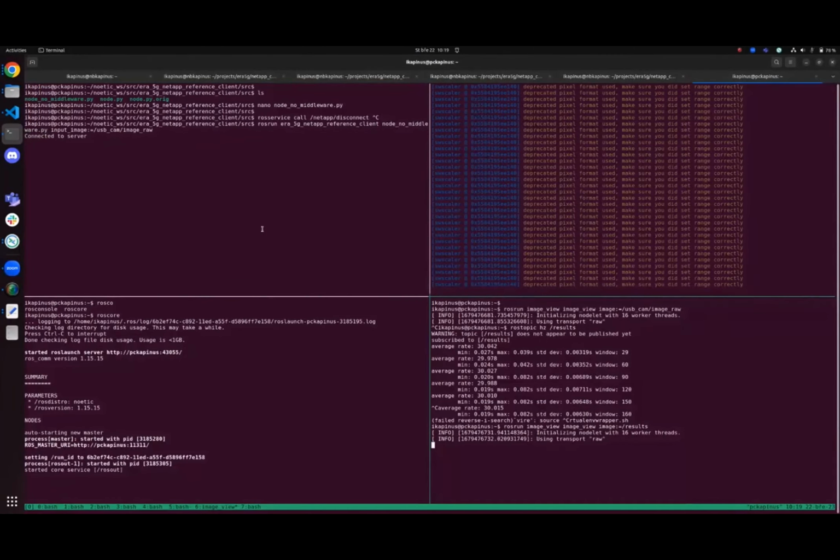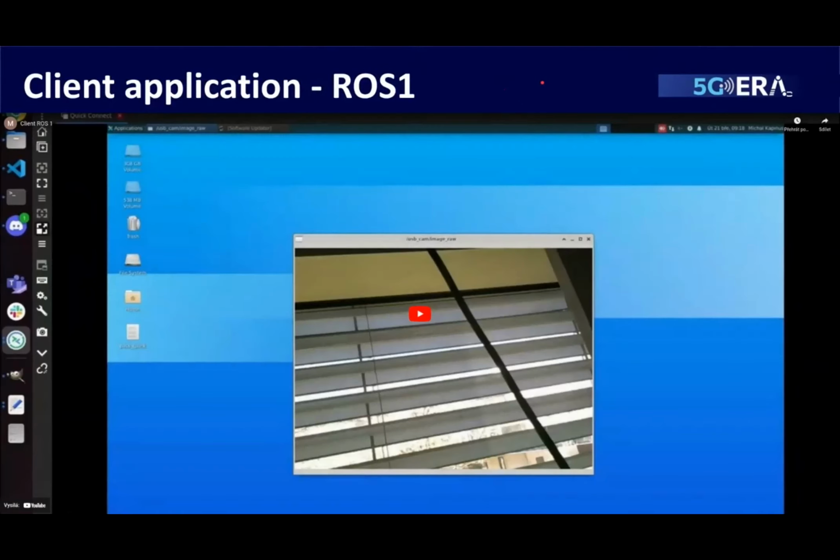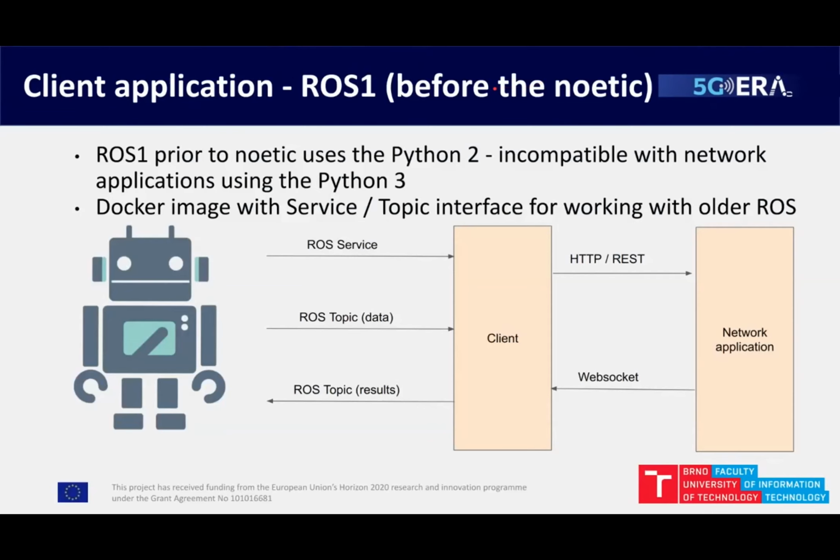So this is how you can use the Python client library from the ROS1. But the problem is that you can only use this Python library in ROS Noetic, because ROS Noetic is the only distribution of ROS1 which uses Python 3, which is also used by the client library and the network application. But all the ROS distributions prior to Noetic use Python 2, which is incompatible with the network application.